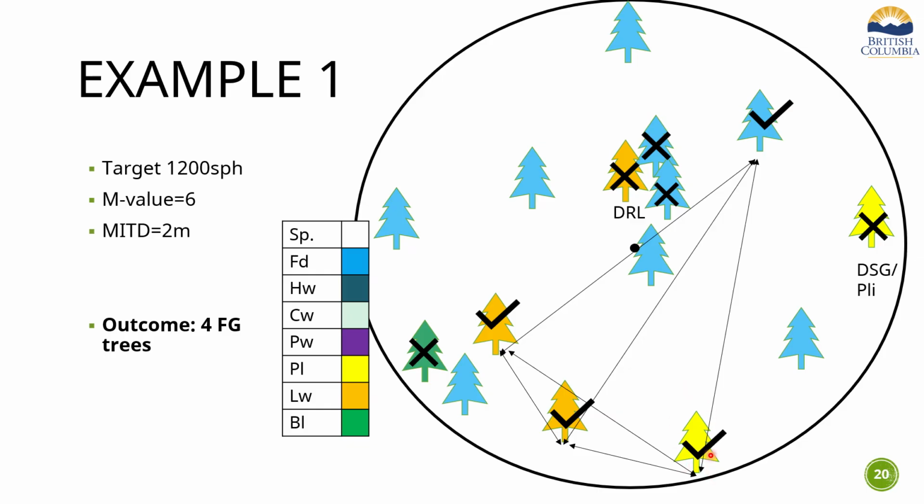And they do meet all the free growing criteria, so I'm going to count that as 3. I then can take 1 fir that meets all the free growing criteria. So I have quite a few options, and I'm going to take this one. So in total, that gives us 4 free growing trees in the plot.